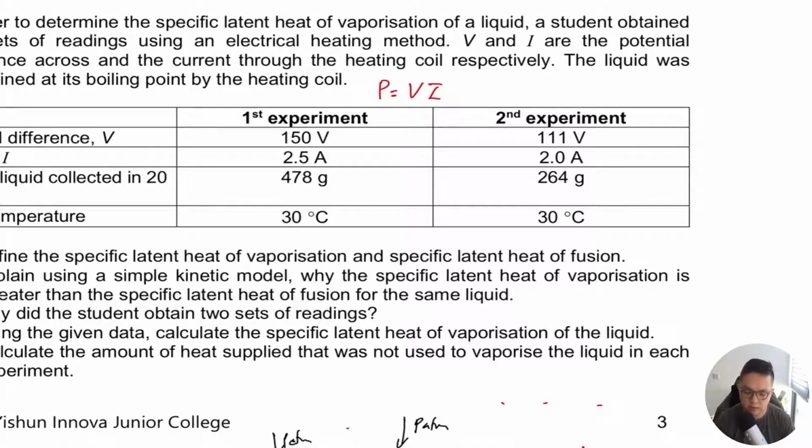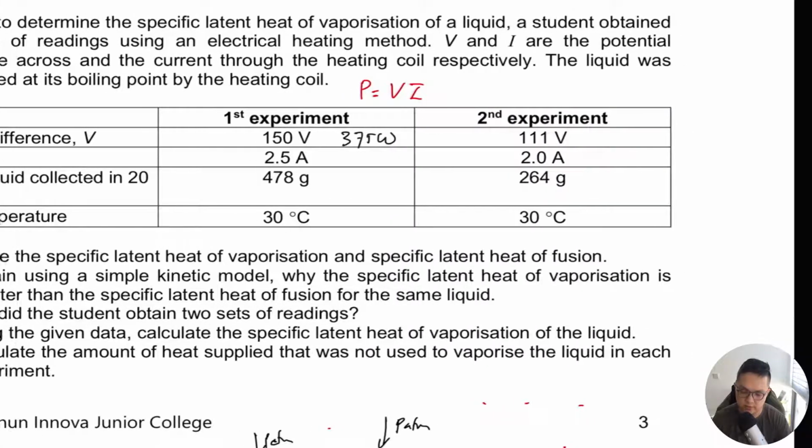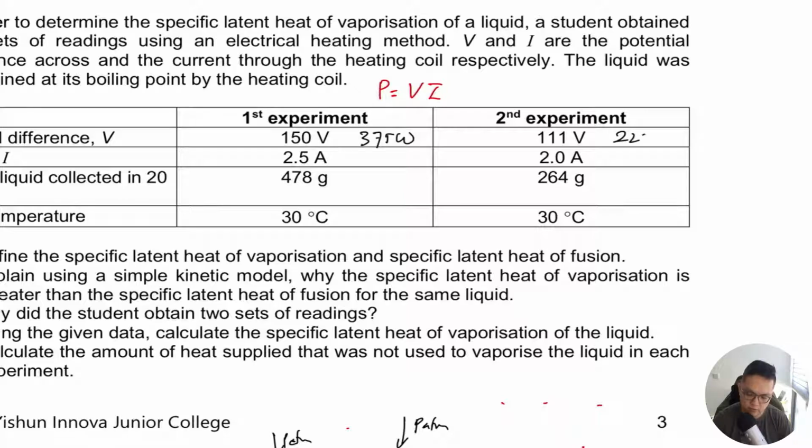Alright, so let's just quickly work out power. 150 times 2.5, that is how much? 300, 400, 375, right? I think 375 watts. Okay, then this one, 111 times 2, easy to work out. 222 watts.